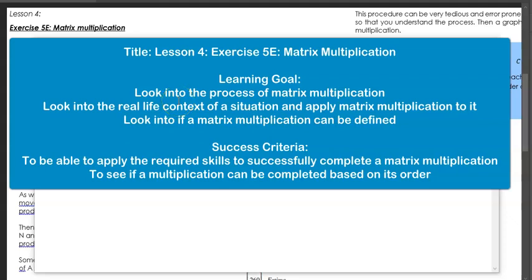This is lesson 4, exercise 5E, matrix multiplication. The learning goal is to look into the process of matrix multiplication, look into the real life context of a situation and apply matrix multiplication to it, and look into if a matrix multiplication can be defined. The success criteria is to be able to apply the required skills to successfully complete a matrix multiplication, just like I successfully completed that sentence, and to see if a multiplication can be completed based on its order.